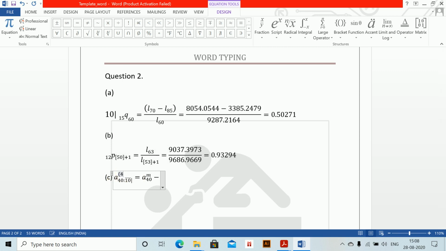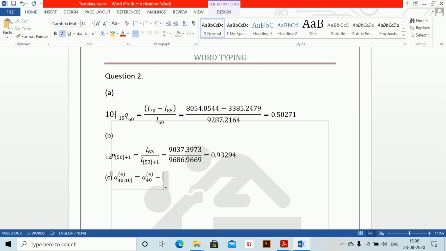This is 4 minus v to the power 10, 10p40. So Alt Shift G, 10p40, and then we need a54. So a underscore 50 to the power 4.